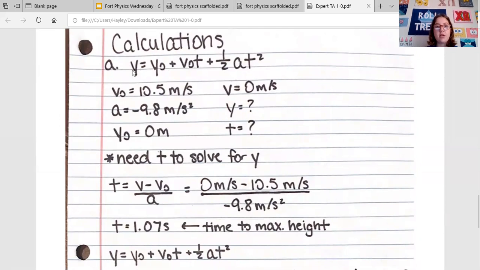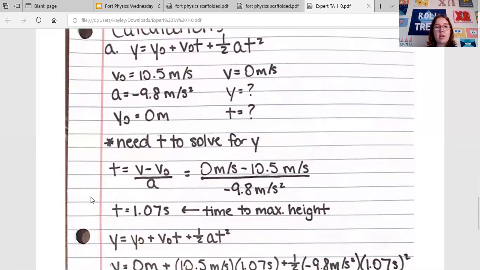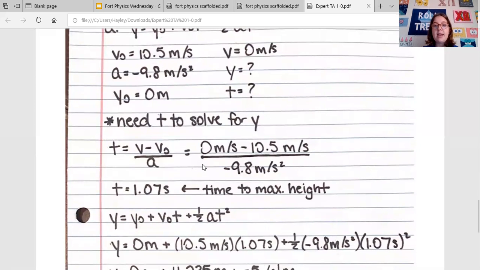Now that we have those equations, we can start doing the calculations. For part A, we're solving for y, but you'll notice that we need this t variable to solve for y. So we're going to use the equation t equals v minus v naught divided by a. When plugging in our variables, we get t equals 0 meters per second minus 10.5 meters per second divided by negative 9.8 meters per second squared. When you solve that, it comes out to be t equals 1.07 seconds, which is the time it takes for the dolphin to get to its maximum height.